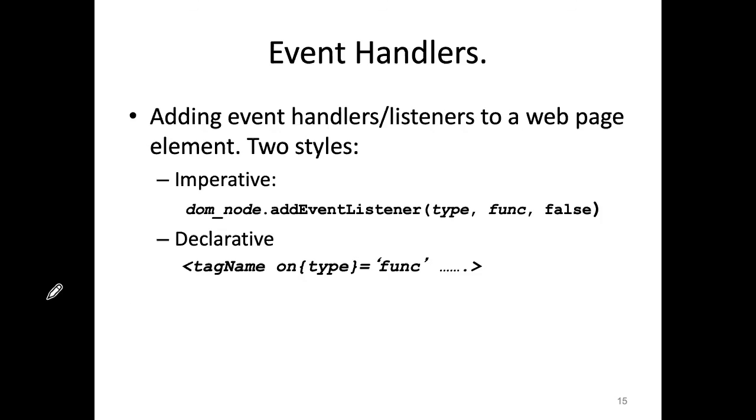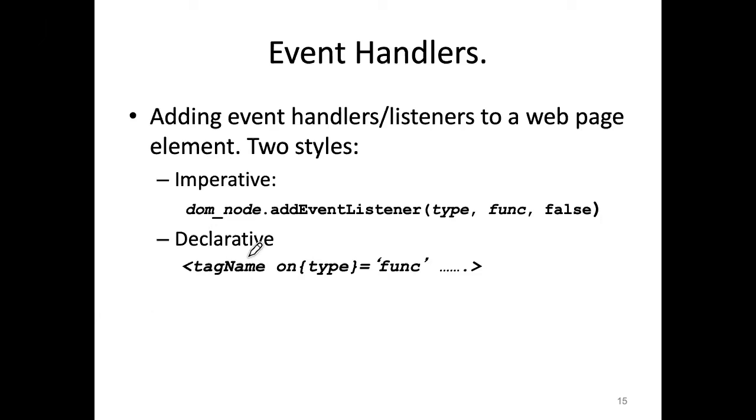Now, how do we associate an event handler with a particular event for a particular DOM node? There are two programming styles. There's the imperative approach, or there's the declarative approach. The imperative approach is where you do it programmatically. The declarative approach is where you actually include it in your HTML itself. So it's part of the HTML tag.